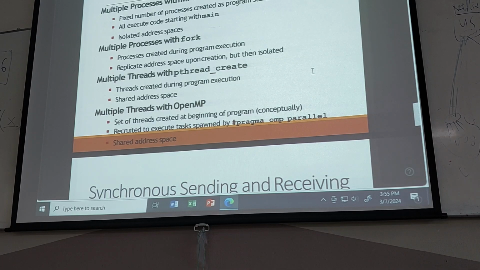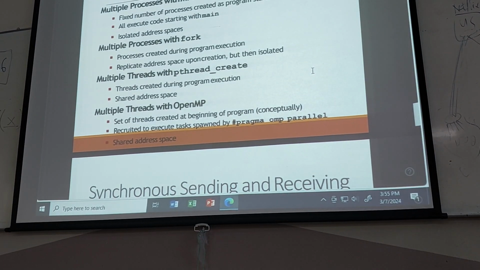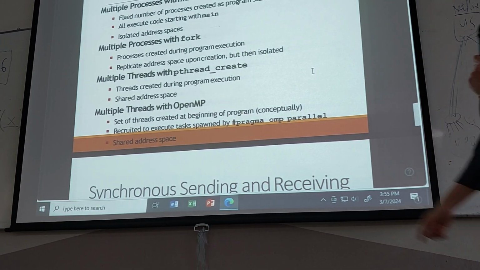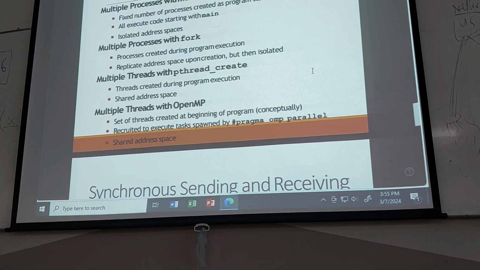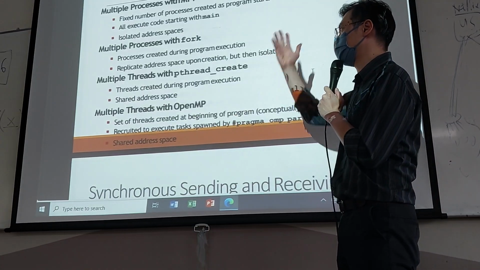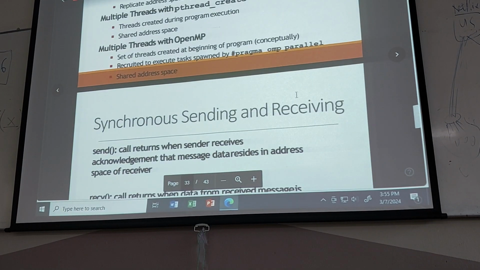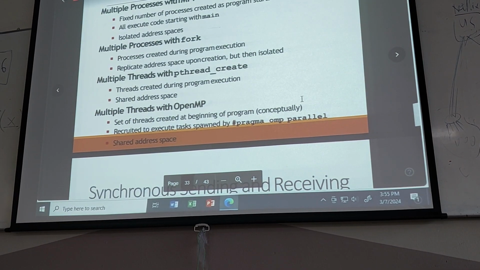Okay, multiple threads with OMP. You set the threads at the beginning, conceptually, and you use this pragma omp parallel in order to execute them in parallel. And the data is all in shared memory space. So in terms of data, you don't have to worry about sending and receiving, and it's more straightforward. So these are the frequent differences and advantages and disadvantages.